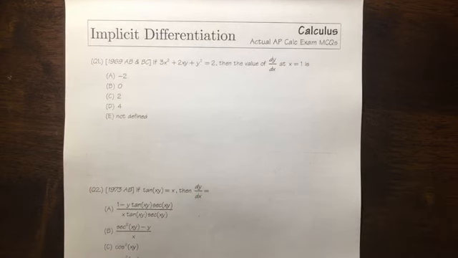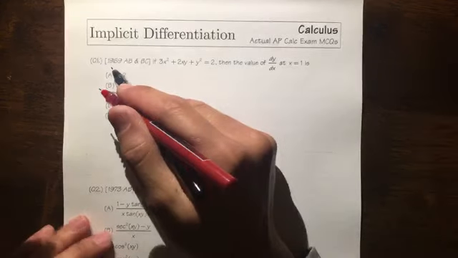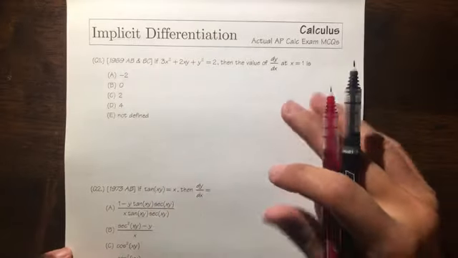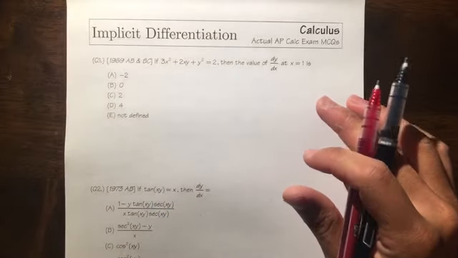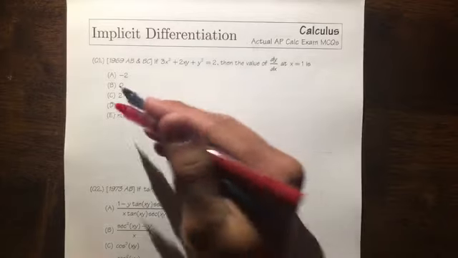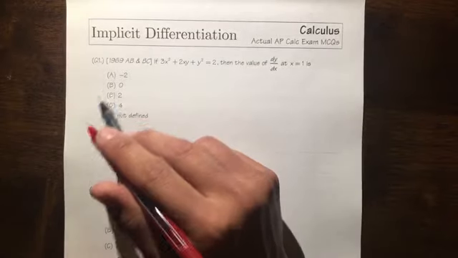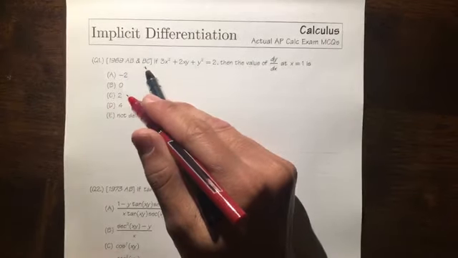But anyway, this right here is actually from 1969. This is one of the oldest AP exams, and it's the first one that they released. This is from both the AB and also the BC.